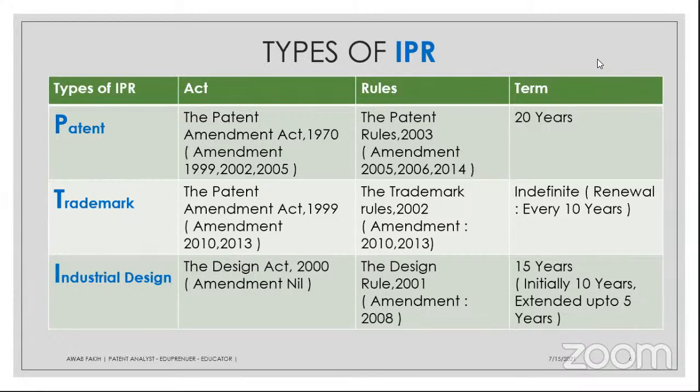The third category is the industrial design. If someone is working on a design part, a design could be 2-dimensional, 3-dimensional, and so on. Irrespective of how your product will work in future, if your design is unique, yes, you should go for a design patent. In that case, initially you get protection for 10 years, and if you want to extend it, you can go for 5 more years.